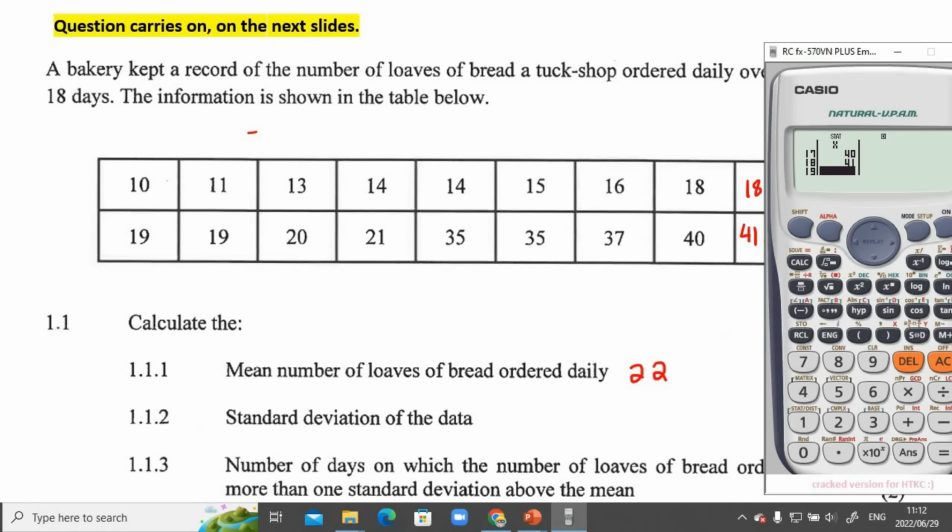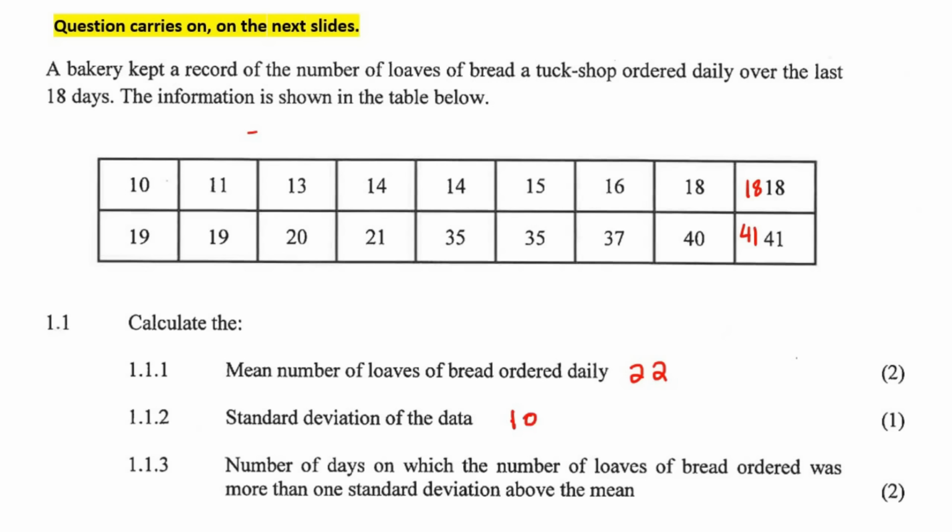Okay, then what you do is you push the on button, and you can go shift, and then down here to stat, which is number 1, and then we're going to go to number 4, and we're going to push number 3, because that's standard deviation, and that's going to give us 10.17. Okay, so for our standard deviation, we got 10.17.